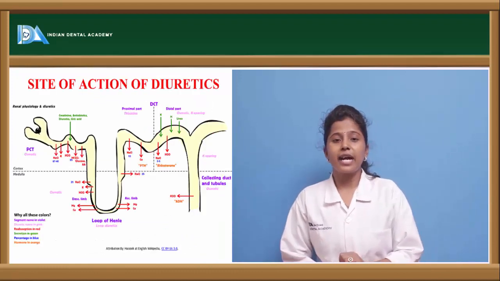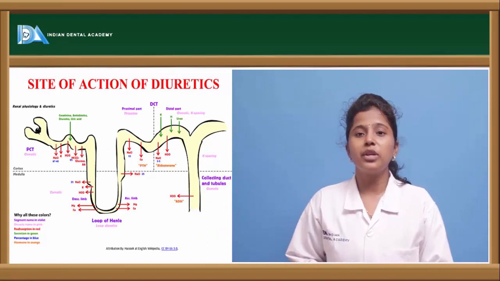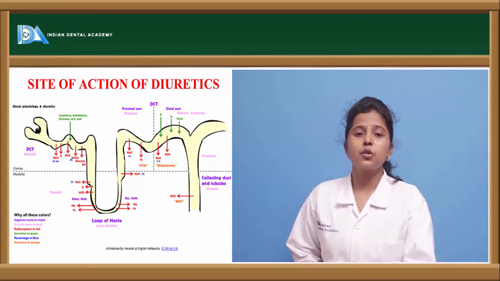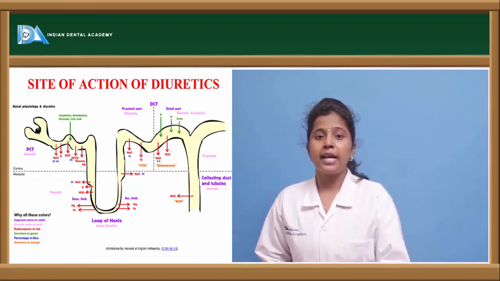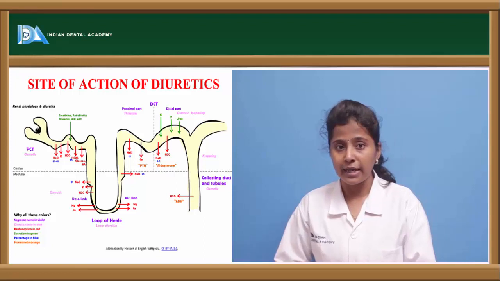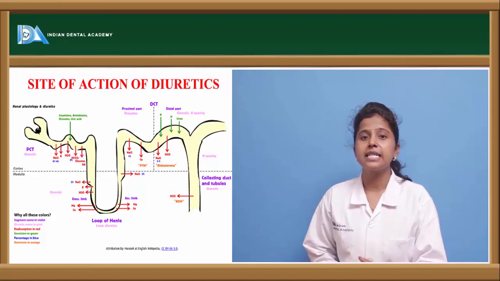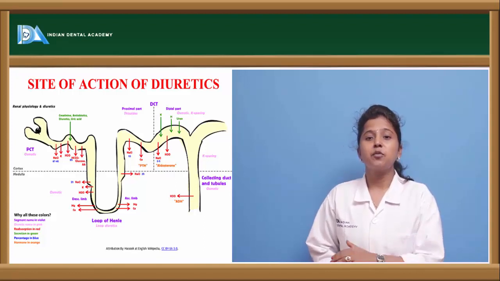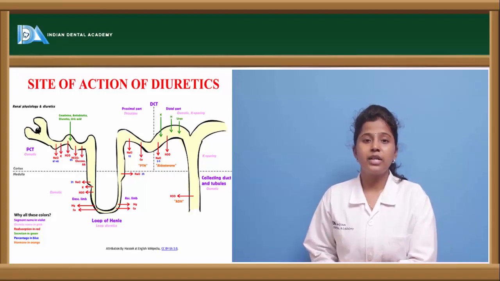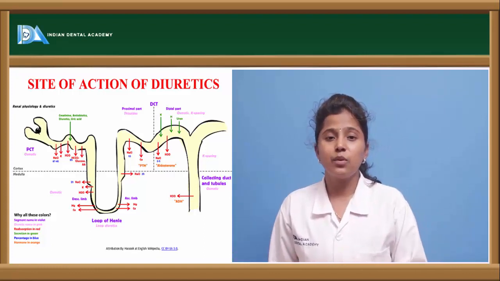These are the sites of action of diuretics. There are various categories of diuretics, like carbonic anhydrase inhibitors, which act at the proximal convoluted tubule. Osmotic diuretics act at the descending limb of the loop of Henle. Thiazide diuretics act at the thick part of the ascending loop of Henle. Potassium sparing diuretics act at the collecting duct, and loop diuretics act in the loop of Henle, and thiazide diuretics act at the distal convoluted tubule.